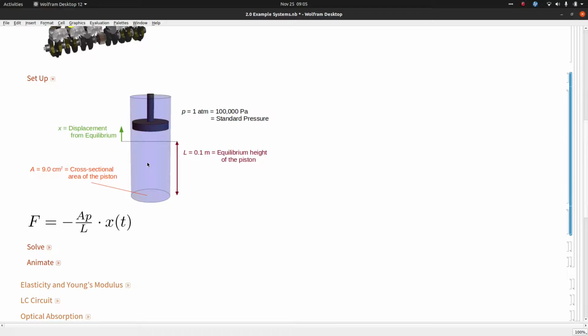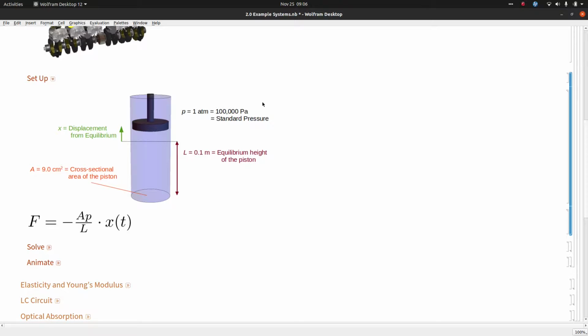There is some gas inside the container so that when I put the piston inside, the pressure of the gas will suspend the piston up so it won't fall all the way to the bottom. And it'll be suspended at some equilibrium height, which I'll call L, which I will set to be 0.1 meter. That's the equilibrium height that the piston would be at if it were not displaced. We are then going to displace a distance x. In this case, again, x is going to be in the vertical direction. So x is vertical. We're not going to call it y.